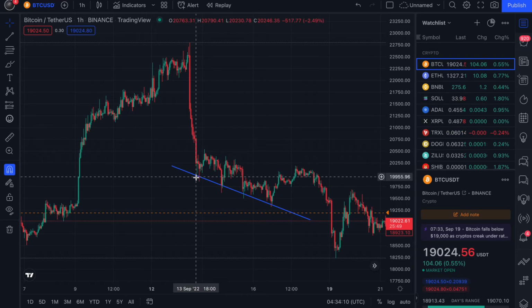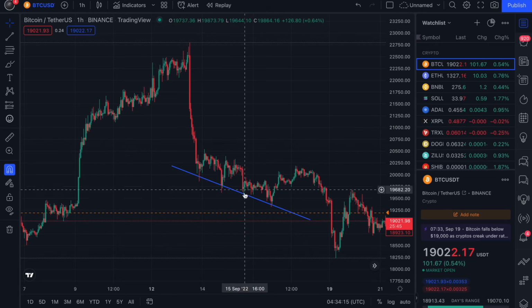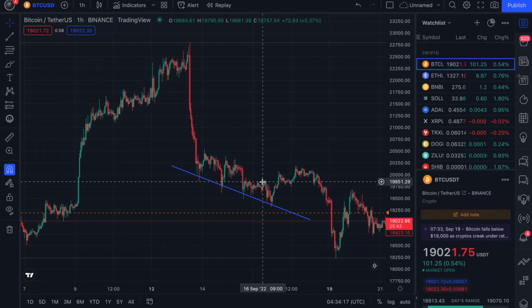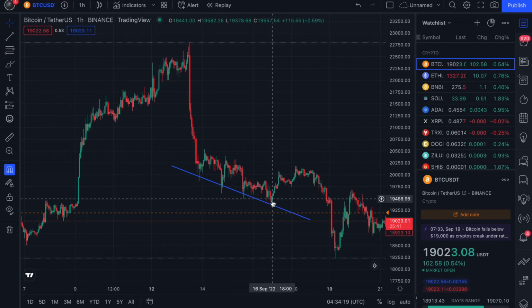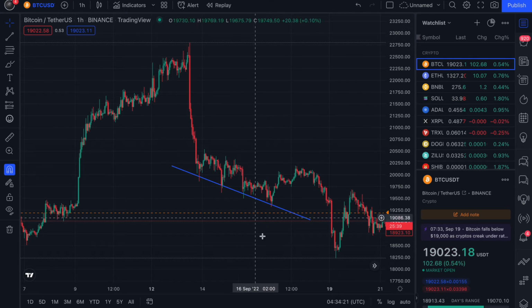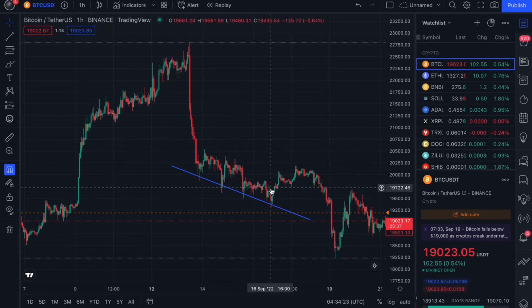Now look at the way, see the first touch, see the second touch, right? The third touch follows the same pattern. But look at the fourth touch, it came in slowly, right? So for you to make your entry, you'll be certain that the fourth touch came in.